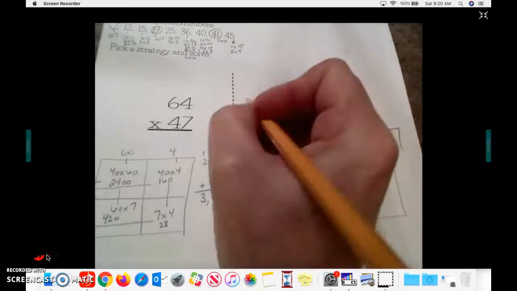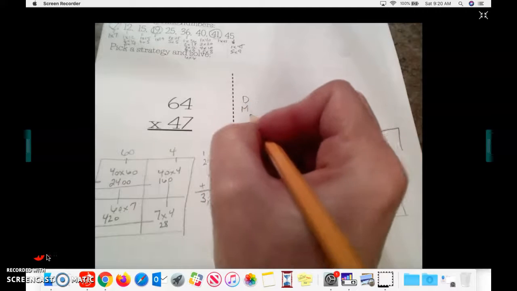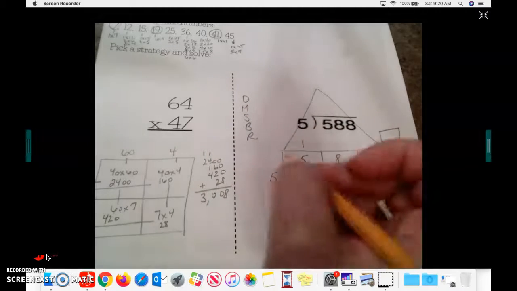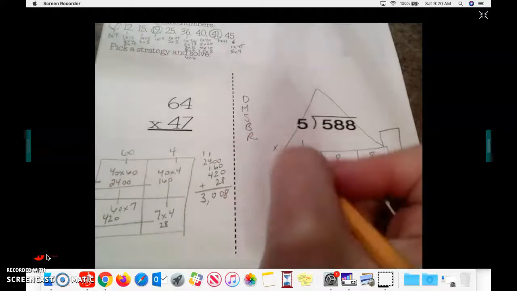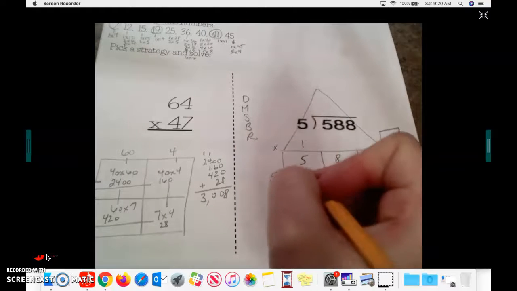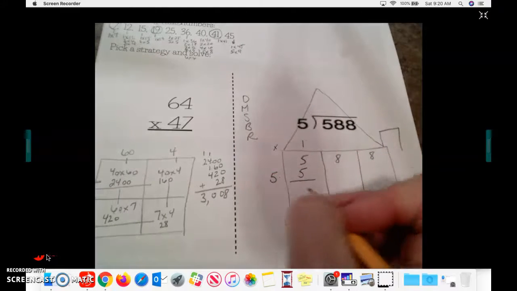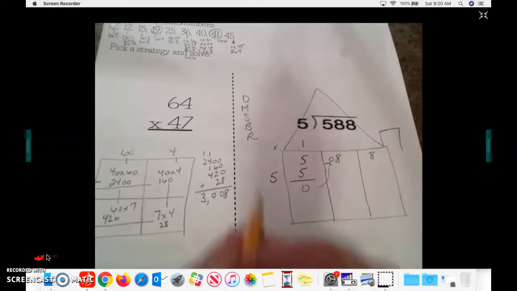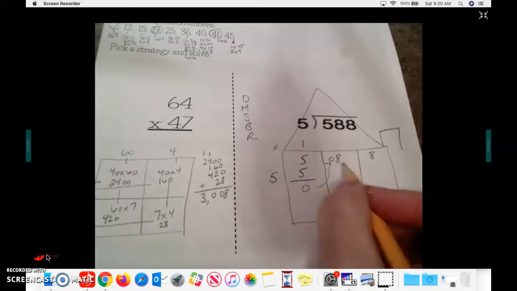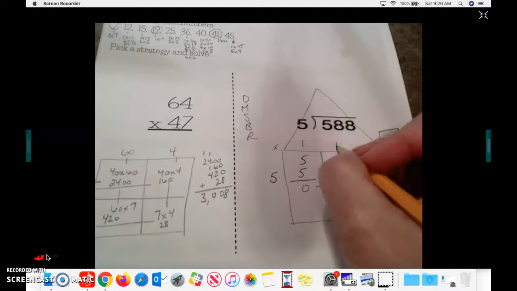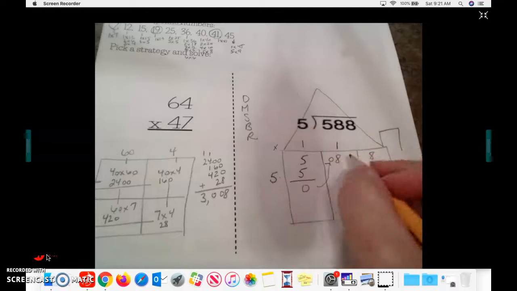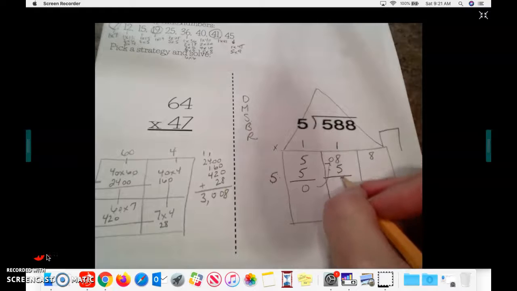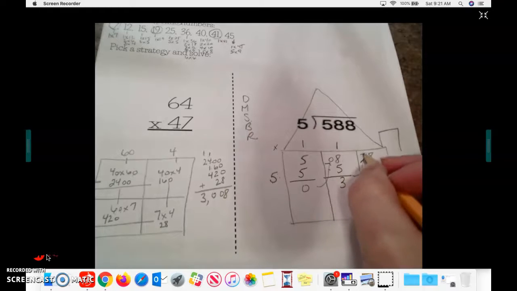5 times 1. Remember my steps. Divide, multiply, subtract, bring down, repeat. So it just divided. Now I'm going to multiply. 5 times 1, 5. When I subtract, I get 0. Bring that 0 up. Doesn't change my 8. So this time I have 5 into 8. 5 goes into 8 one time. 5 times 1, 5. I'm going to subtract because I'm on step 3. 8 minus 5 is 3. Add that to my 8.